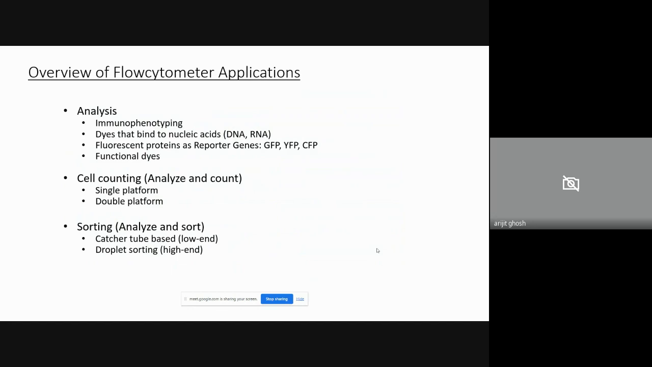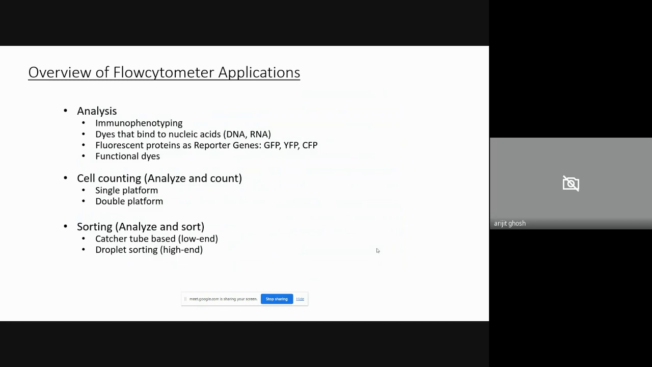Okay, and you can also sort cells by flow cytometer. So there is an advanced version of the analyzing-only flow cytometer machine, called a sorter.